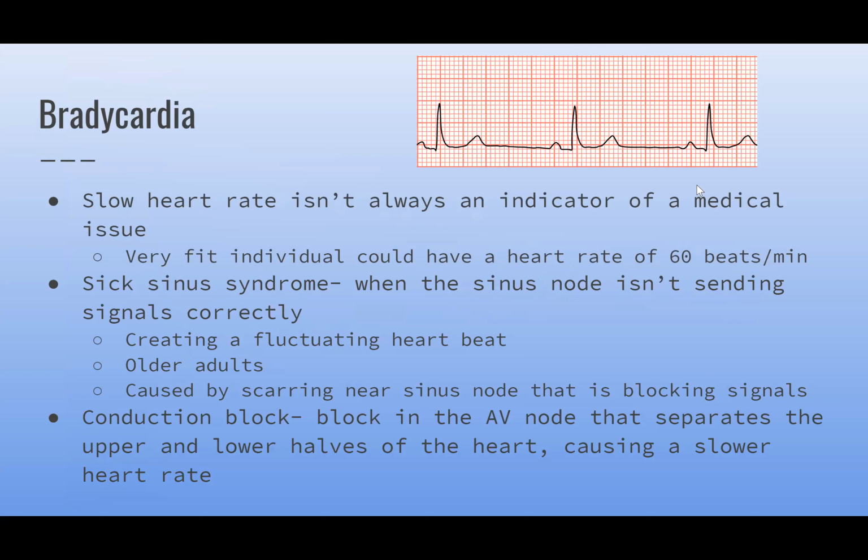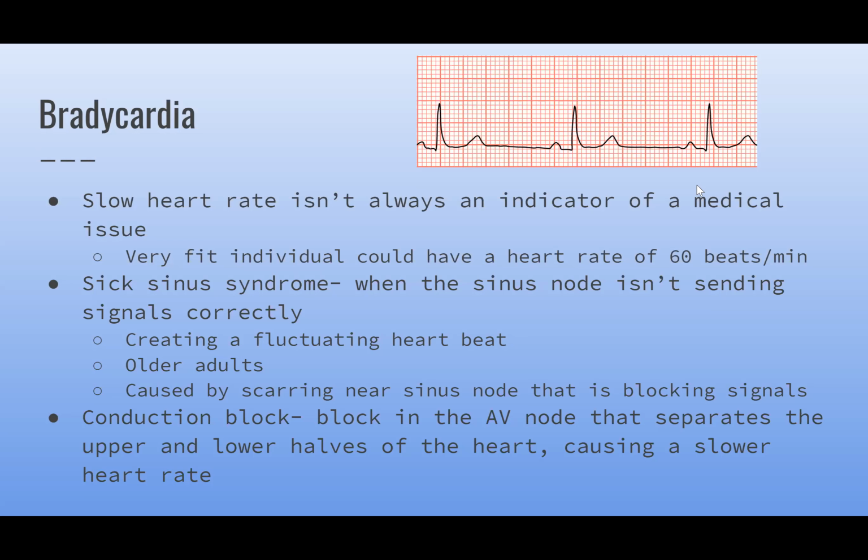Sick sinus syndrome is basically when the sinus node isn't able to send signals correctly to the heart on when to beat, when to pump. So basically, we have a fluctuating heart rate that could be super quick one second or normal and then can slow down. This usually happens in older adults, usually due to their heart either becoming weak from a previous heart disease, which will cause scarring to block the signal, or they could have some type of blockage, like plaque or something that could be blocking the signal itself.